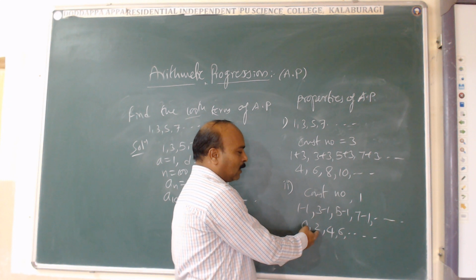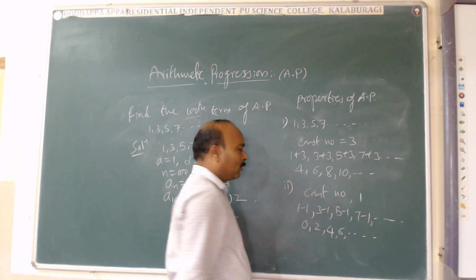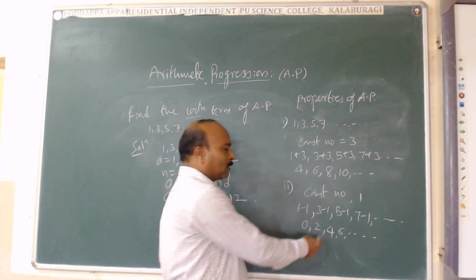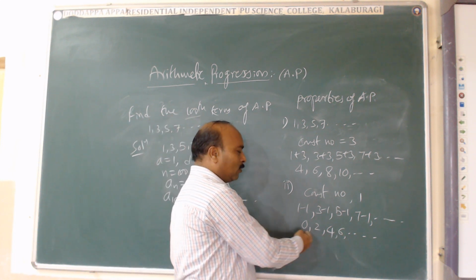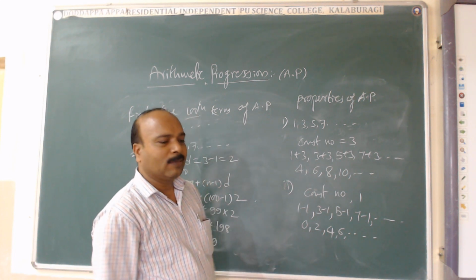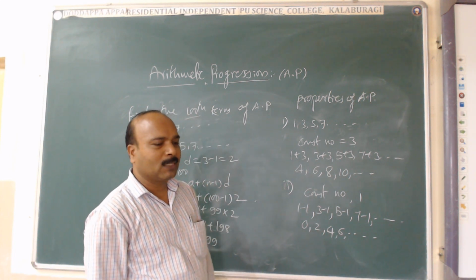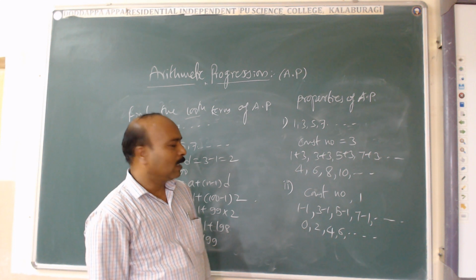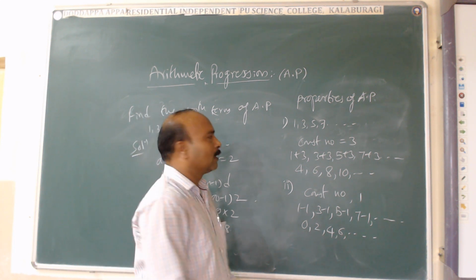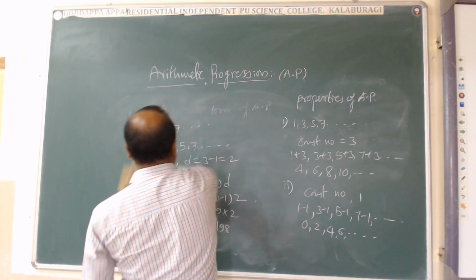Now here we observe that it is also an arithmetic progression, because the first term is 0, the second term is 2, the third term is 4, the fourth term is 6, and so on. The common difference is the same here. Again we observe that 2 minus 0 is 2, 4 minus 2 is 2, 6 minus 4 is 2. Everywhere the common difference is constant. Therefore it is also an arithmetic progression. It is the second property. Next we go for the third property.